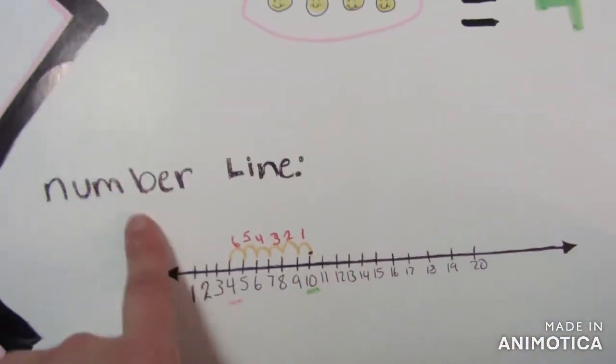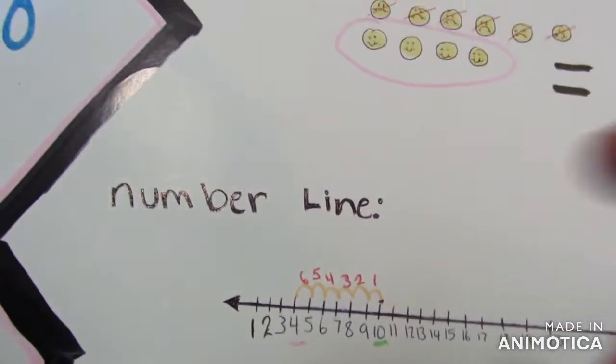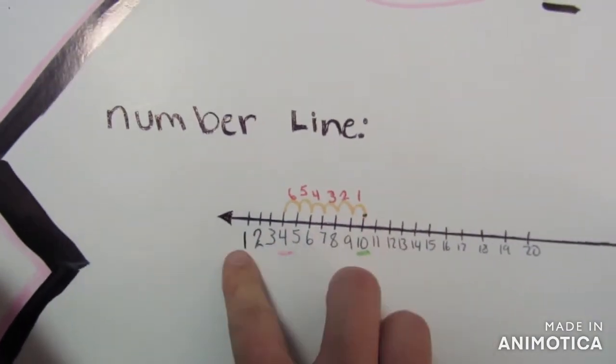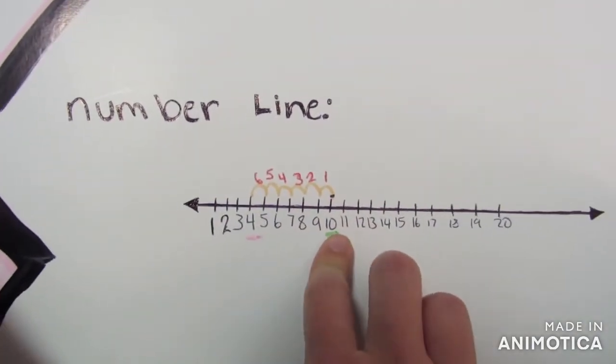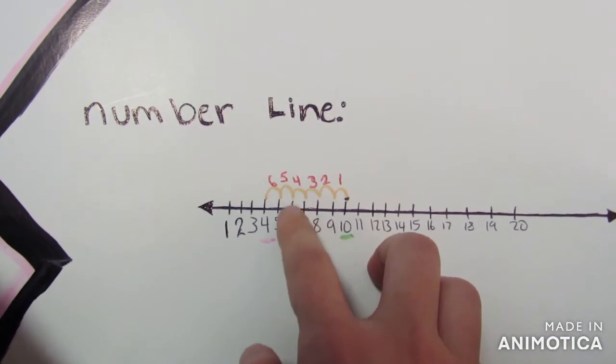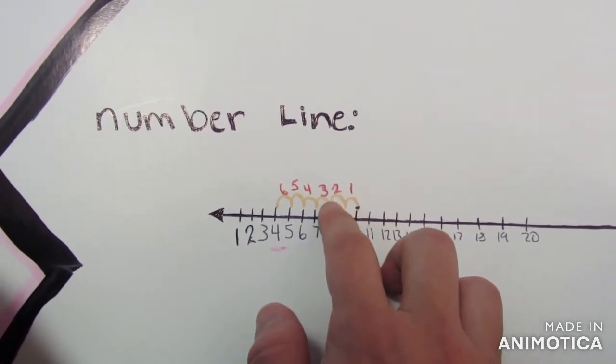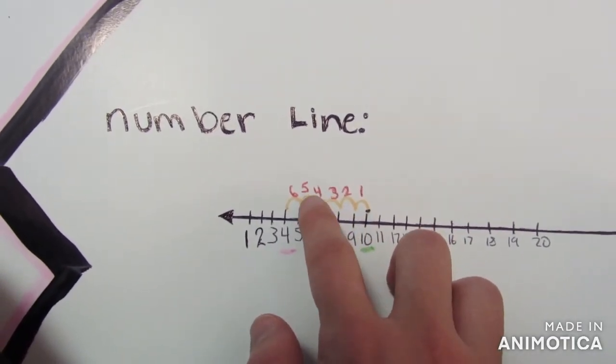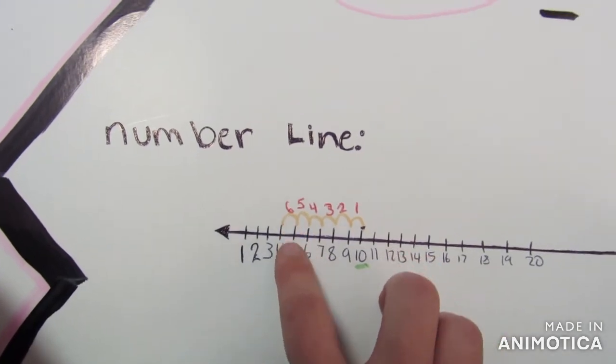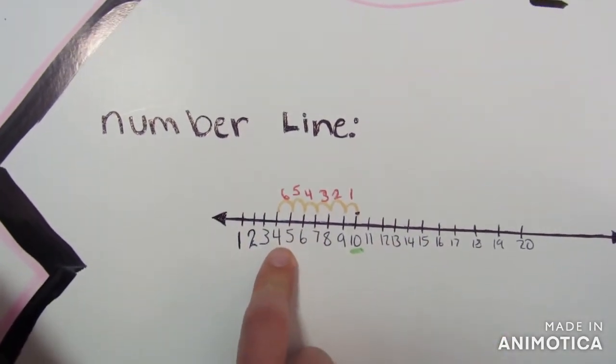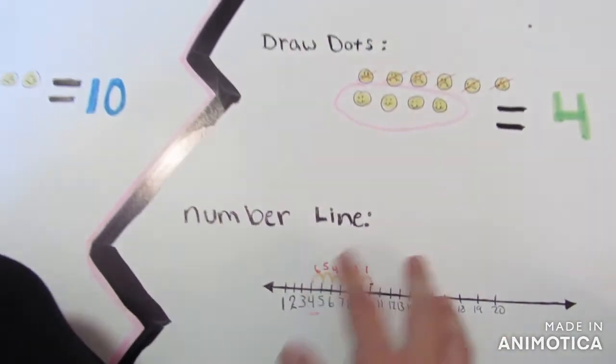Now our number line, instead of jumping to the right, we're going to start at 10 on our number line and jump back 6 times. So we're going to go 1, 2, 3, 4, 5, and 6. And that's going to lead us to our answer of 4. So this will be up in our classroom.